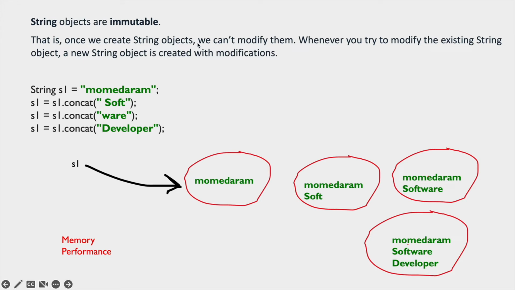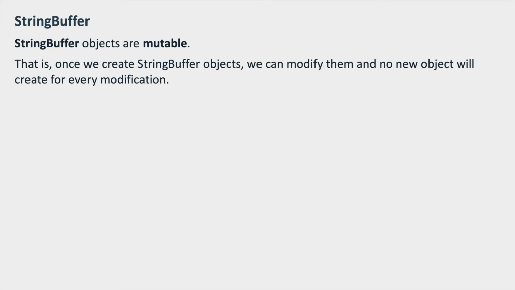Strings are a powerful feature in Java, even though they are not recommended in some situations, like when the content is frequently changing. In those situations, we can use StringBuffer. StringBuffer objects are mutable in nature. That is, once we create StringBuffer objects, we can modify them and no new object will be created for every modification. Let us see an example.